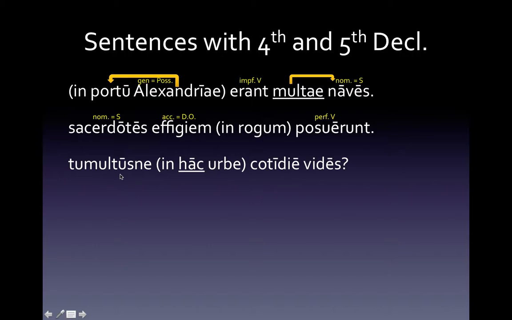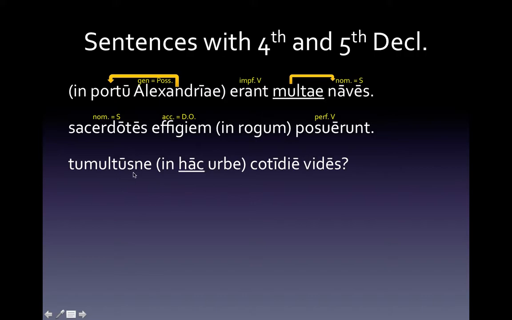All right, tumultus ne in hoc urbe quotidiae videis. So tumultus is our actual word. Ne, again, is just a little word that attaches itself onto the first word of the sentence, letting you know that you're entering a question. So the actual word that we're looking at here is tumultus. Tumultus is a fourth declension neuter noun.